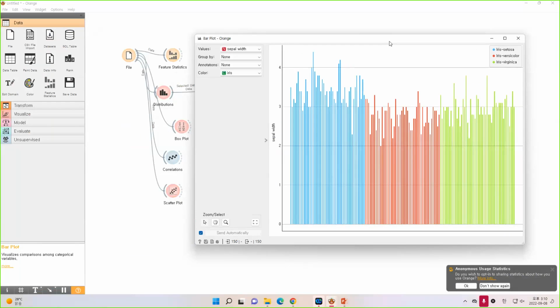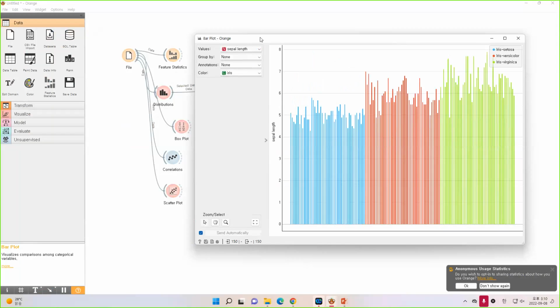Okay, the bar plot. Why does it represent something like this? Based on the definition, the bar plot should be for the categorical data. But in our data set, in the iris data set, there is no categorical. The category is only the iris or the flower. So in this case, they will plot all the values. So the categories are the instances. One row means one category. That's why it shows that all the data has been plotted in this bar plot.